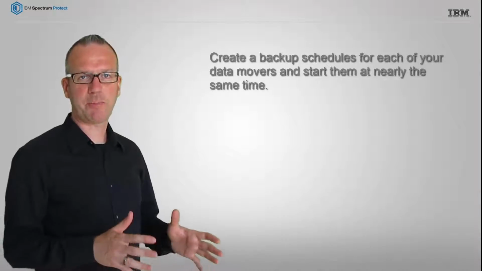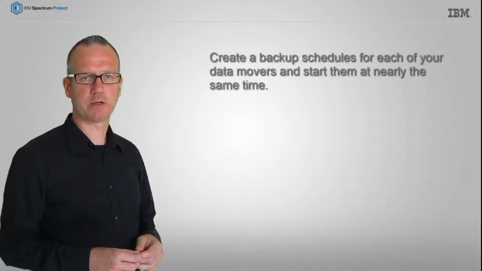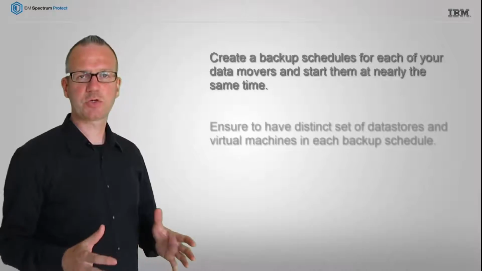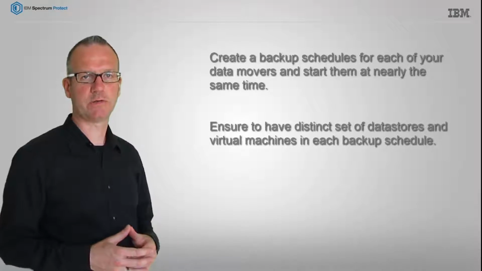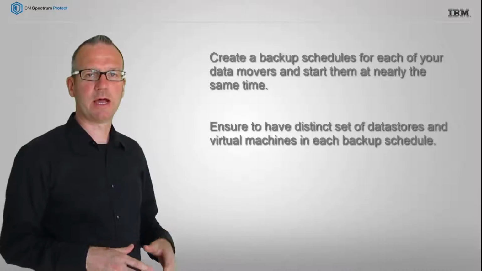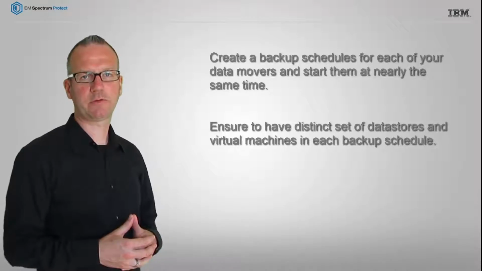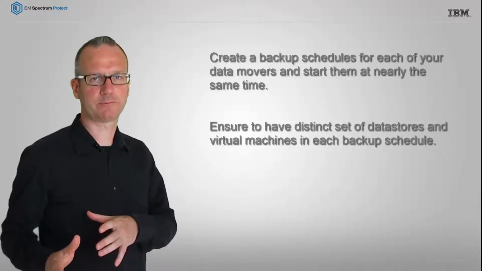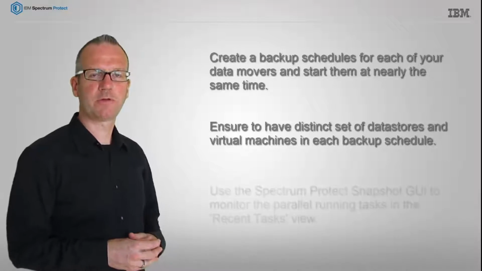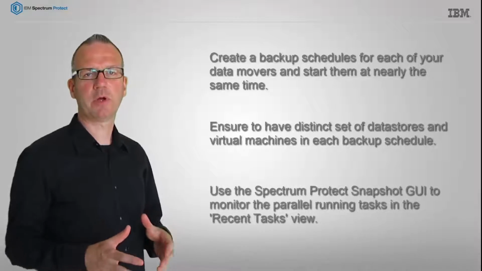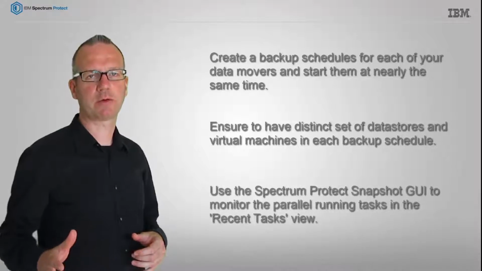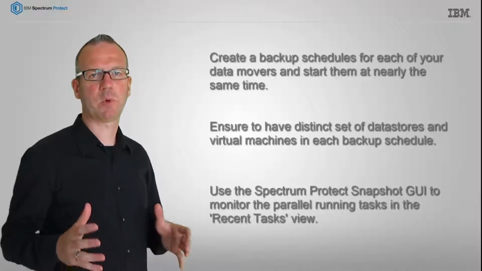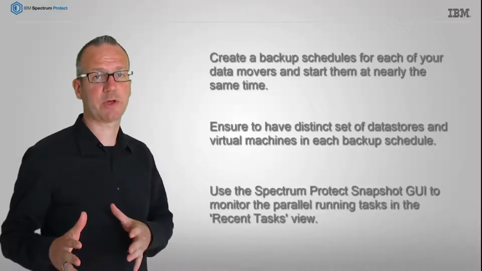First, create separate backup offload schedules for each of your data movers to reach the maximal parallelism. Second, ensure to have a distinct set of virtual machines for each of your backup schedules. Otherwise, Spectrum Protect can run into some trouble when trying to offload the same VM in multiple offload jobs. Third, use the recent task view to monitor what parallel offload jobs are running right now. We have spent some effort to give you detailed information about what's going on in your system and what jobs are running right now.